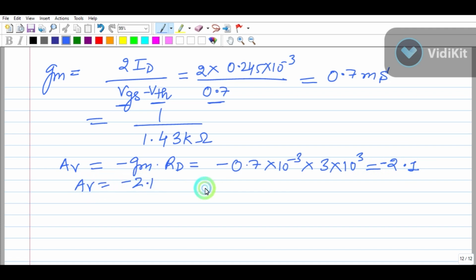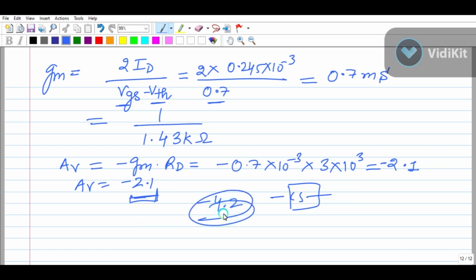Minus 2.1. Now, I was telling you that I have a common source amplifier. It has a gain of this, but now I want double the gain. Okay, I want minus 4.2. I want 4.2 gain. So what can I do? How can I increase the gain? How can I double the gain?